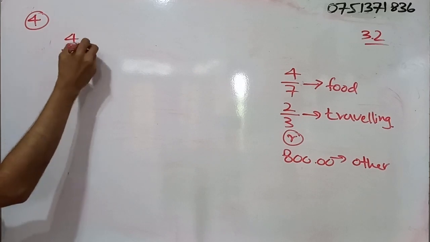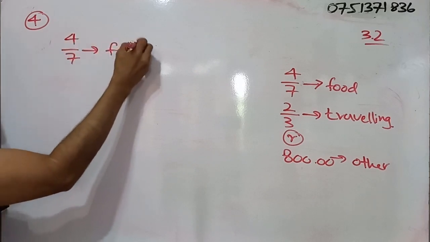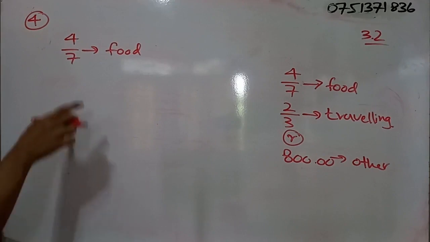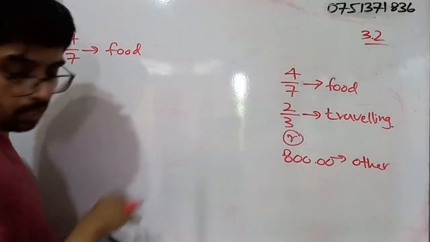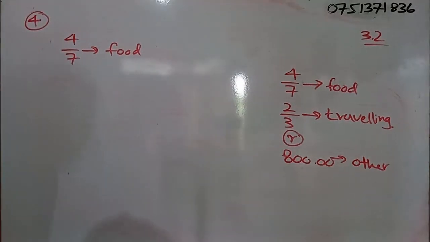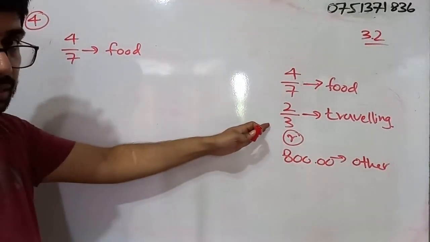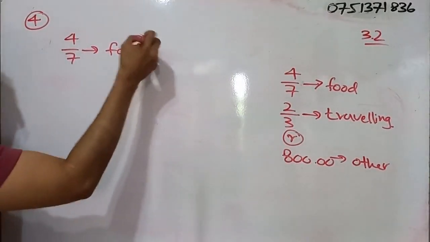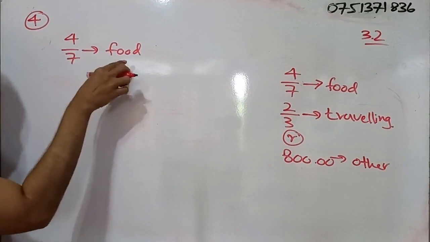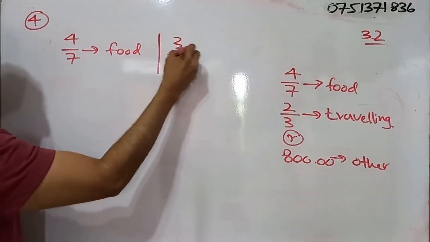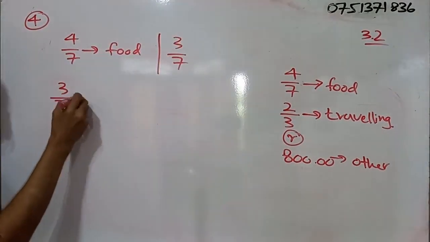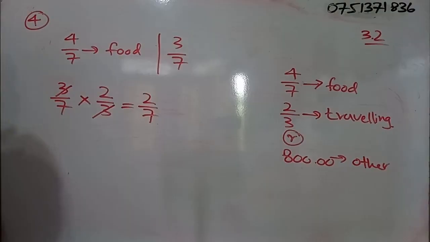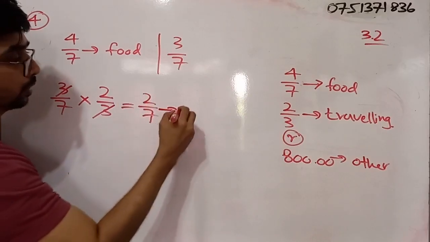4 by 7, that amount, that is for food, no? So we will calculate as a fraction, what is the amount that was spent for traveling as a fraction. So the remaining amount is what? If 4 sevens were spent on food, 3 sevens, no? So from this amount, 2/3 were for traveling. This amount, that is for traveling.